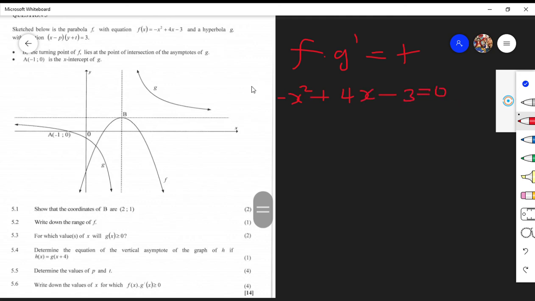So this is the graph of F. Let me use different colors for both. Okay, so let's make the derivative of G blue, right? So our F graph is red. So all we can do here is write it in standard form and take out the negative to do that. So it's going to be x squared minus 4x plus 3 is then equal to 0.